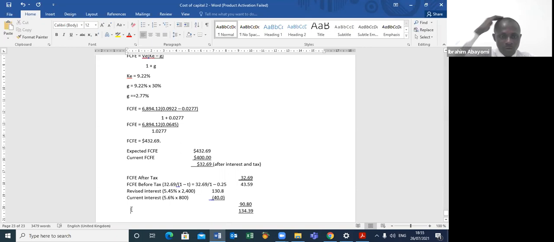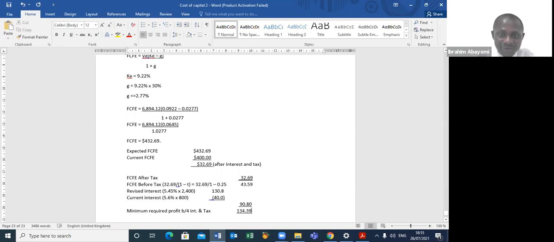Okay, so this is going to be the minimum required profit before interest and tax. This is the minimum required profit before interest and tax.